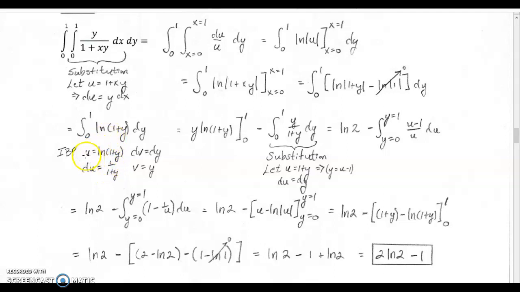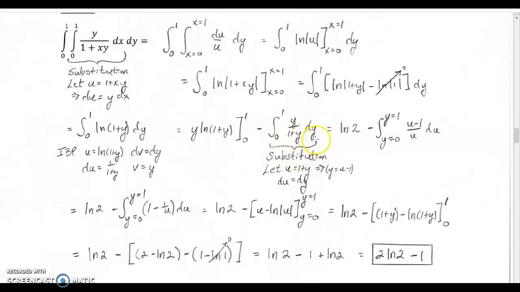So integration by parts means I let u equal natural log of 1 plus y, and then dv is what remains, which is just dy. So I need the derivative of u with respect to y, so du is 1 over 1 plus y. There should be a dy here, sorry I didn't write that. Du is 1 over 1 plus y dy, and v is the integral of 1 dy, which is y. So the formula for integration by parts says it's uv, so y times natural log of 1 plus y, which I'll evaluate from 0 to 1, minus the integral from 0 to 1 of v du. So v is y, and du is 1 over 1 plus y dy. So it's y over 1 plus y dy.